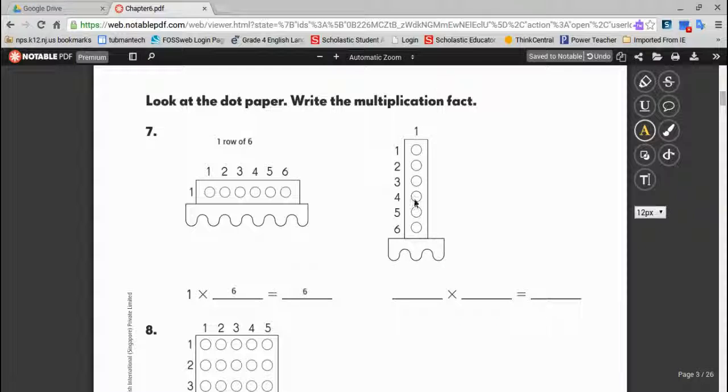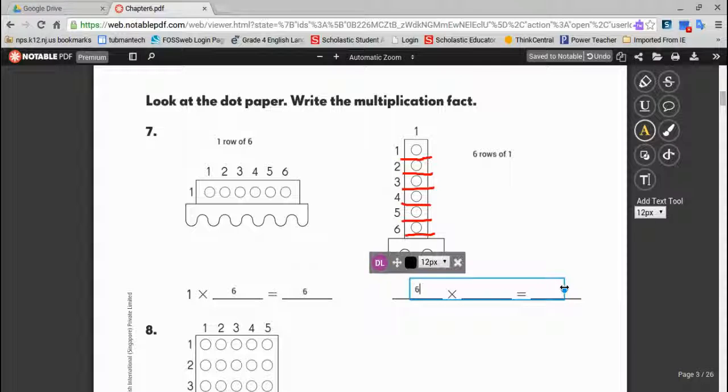Okay, so let's look at this one now. So even though you still have 6 dots, you don't have one row anymore. Here you have 6 rows of 1. Okay, I'm going to highlight that to make that clearer for you. So that's 1 row, 2 rows, 3 rows, 4 rows, 5 rows, and the last one 6 rows. So if you have 6 rows of 1, your multiplication is now 6 times 1. But your answer is still going to be 6.